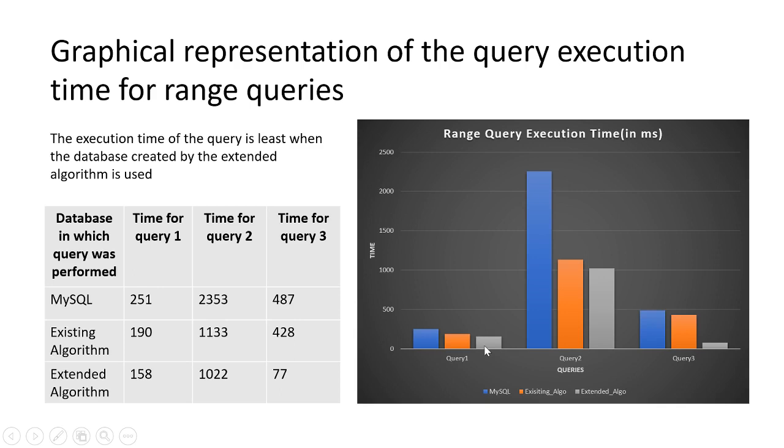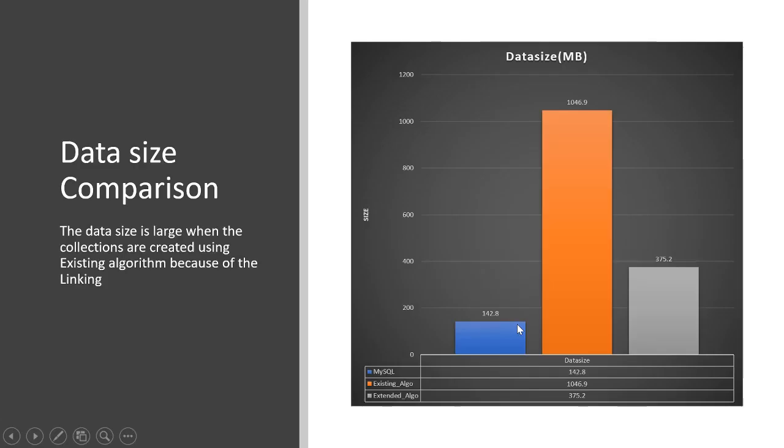This is a data size comparison chart. When we stored approximately 3 million records in MySQL, it had 142.8 MB data size, whereas the MongoDB collection, which was created using algorithm 1, took 1046.9 MB of data size, and it was 375.2 MB for the MongoDB collection that was created using algorithm 2.